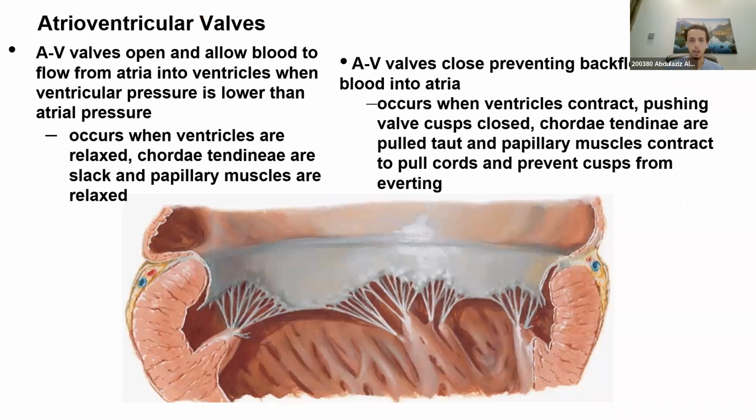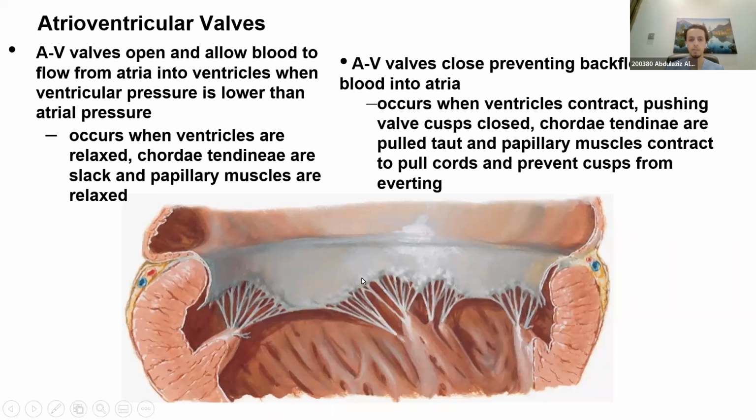Now, an important concept is the opening and closing of valves. Opening of valves is extremely simple. It says that there is increased pressure in either the atrium or the ventricles corresponding to the valve that is opening. So in the case of the AV valves, the atrium have to have more pressure than the ventricles, and blood will rush into the ventricles, pushing the cusps of the valves away from the opening of the ventricles.